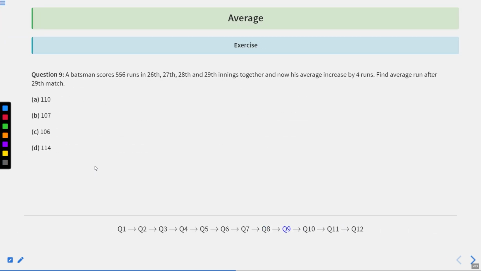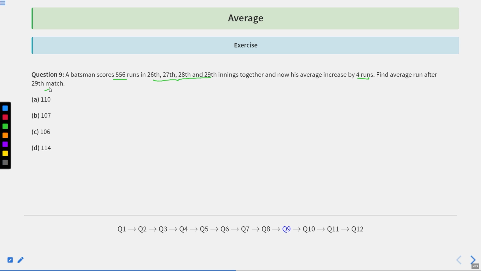So moving on to problem number 9. A batsman scores 556 runs in 26th, 27th, 28th and 29th innings together. And now his average increases by 4 runs. So there is a wonderful batsman who scores 556 runs in these 4 consecutive matches. Total runs is scored by him. So find the average run after 29th match.